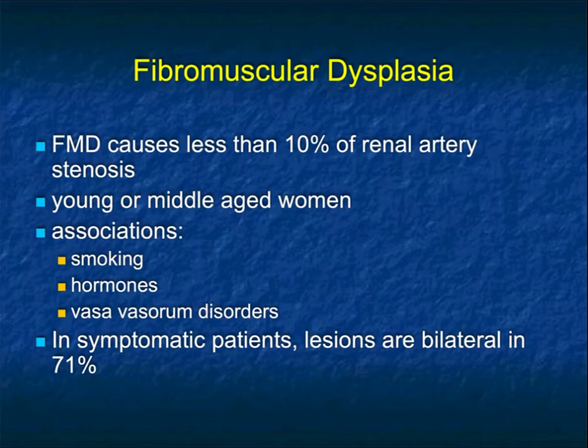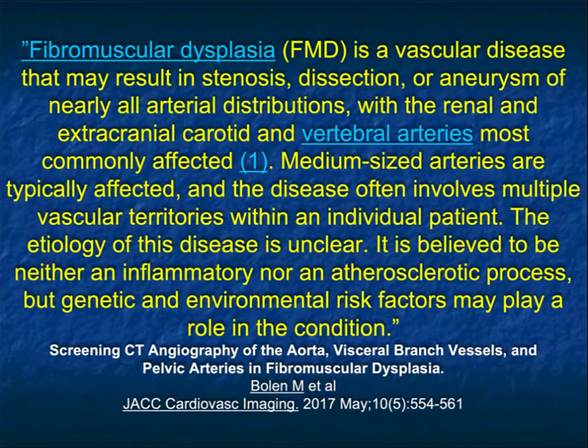We see a lot of patients with suspected or known fibromuscular dysplasia. It causes less than 10% of renal artery stenosis, but it's an important diagnosis. It's more common in young and middle-aged women. Associations include smoking, hormones, vasa vasorum disorders. In symptomatic patients, lesions are bilateral in about 71% of cases. FMD is a vascular disease that may result in stenosis, dissection, or aneurysm of nearly all arterial distributions, with the renal artery and the extracranial carotid and vertebral arteries most commonly affected.